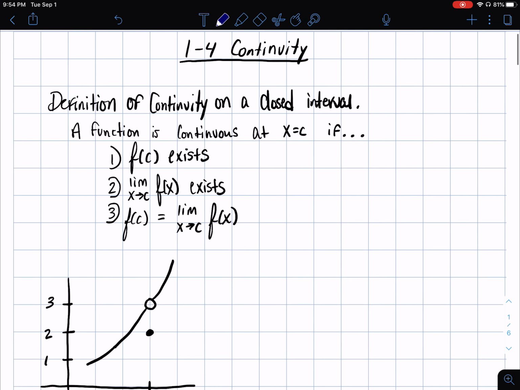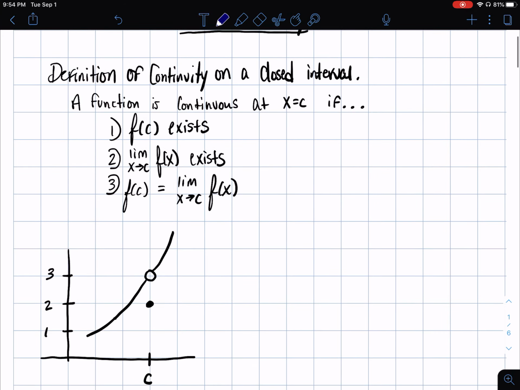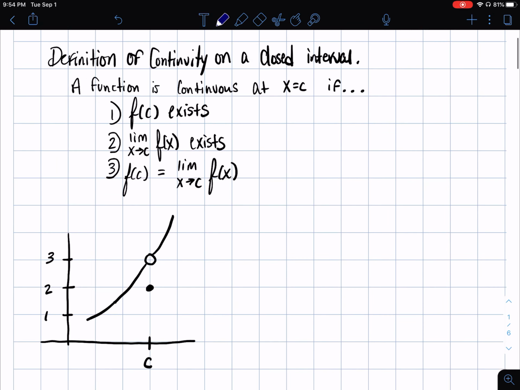Okay, so our next section here is talking about continuity. So we have our definition of continuity on a closed interval. A function is continuous at x equals c if f of c exists. That's like saying I have a graph here and I need to have an actual filled in point somewhere at f of c. Then we have the limit as x approaches c of f of x exists.